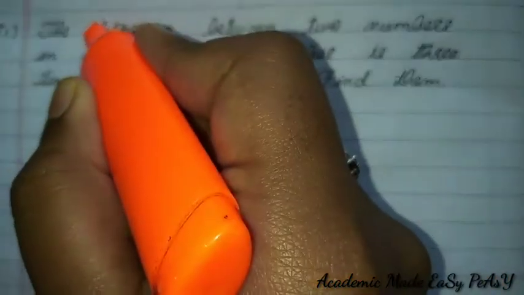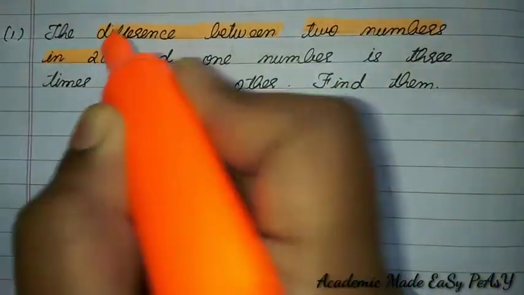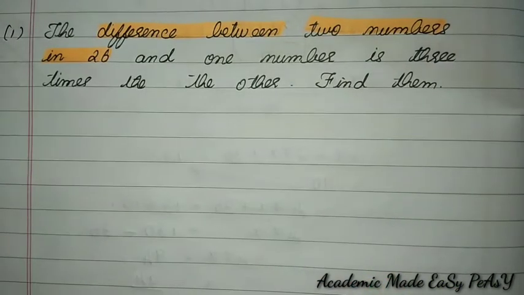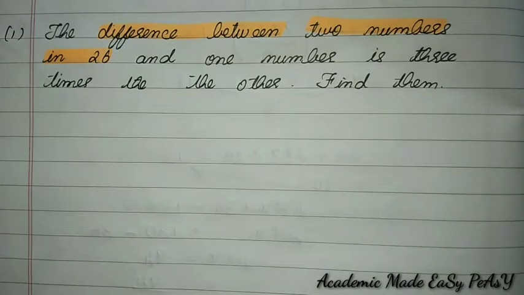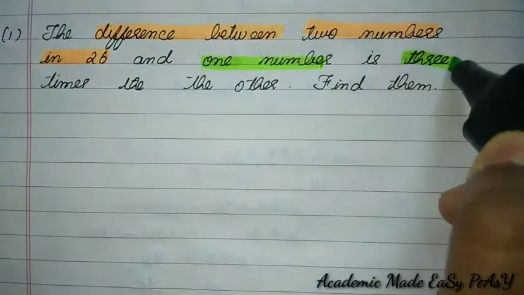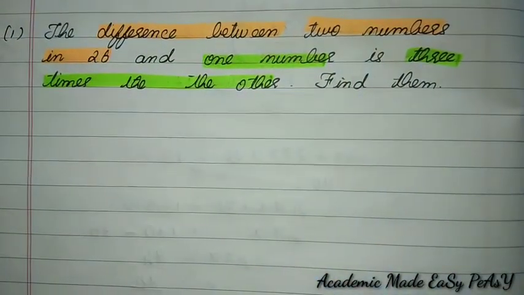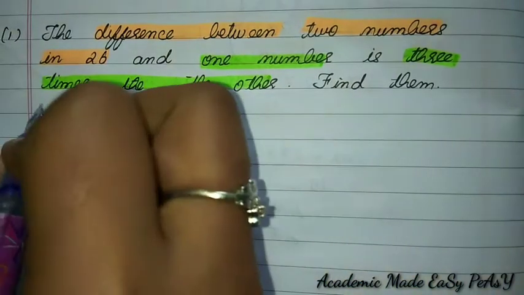The difference between two numbers is 26. Difference means subtraction. If we subtract any two numbers, we will get 26. And also they are saying that one number is 3 times the other number. So one number is equal to thrice the other number. So I think this will be a little clear for you all. So now let me explain.